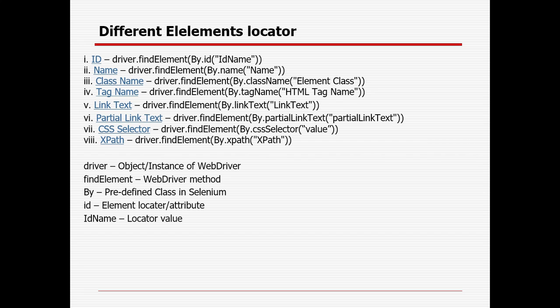Partial link text, why will we be using it? In case there is a huge link, we cannot maybe accommodate it, or some part of the link is dynamic and some part is static, so I can go with the static part. The dynamic part will change every time. In case you are not able to identify it uniquely with any of the above items, you can take the default CSS selector or XPath, or you can create your own XPath or CSS.